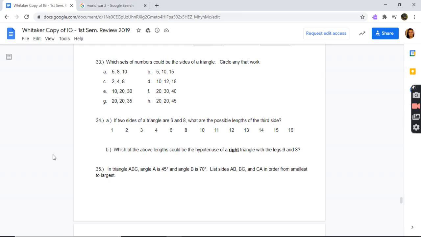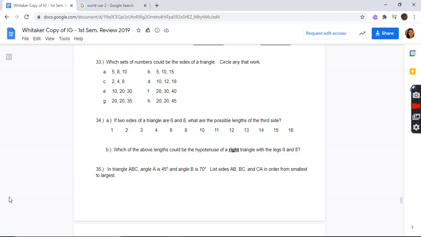If two sides of a triangle are 6 and 8, what are the possible lengths of the third side? Is it 1, 2, 3, 4, 5? No, wait a second, 5 is not that. 1, 2, 3, 4, 6, 8, 10, 11, 12, 13, 14, 15, and 16. Which one of the above lengths could be the hypotenuse of a right triangle with legs 6 and 8?